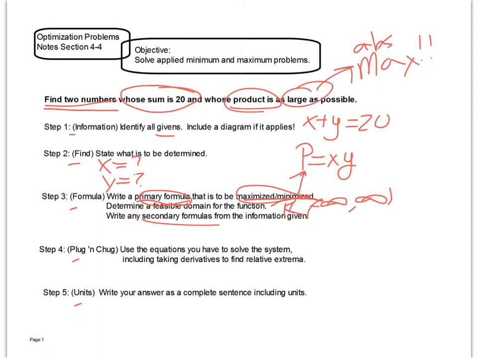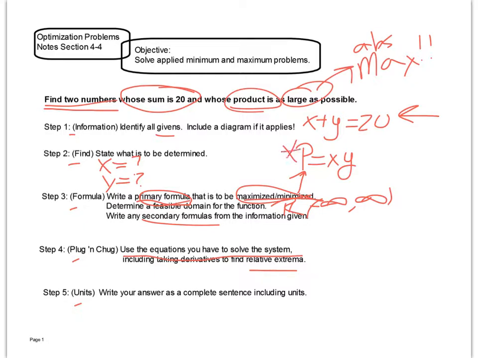Any secondary formulas, well, we already did that as well. This is our secondary formula right there. That's given information. Now, we're going to use those. Notice it's two formulas, a system of equations. So we've got a system of equations. We're going to be using the substitution method quite a bit in this process. Now, we're going to use the two equations we have to solve the system, including taking derivatives to find relative extrema. Now, this is where it's important that we understand we're maximizing product.